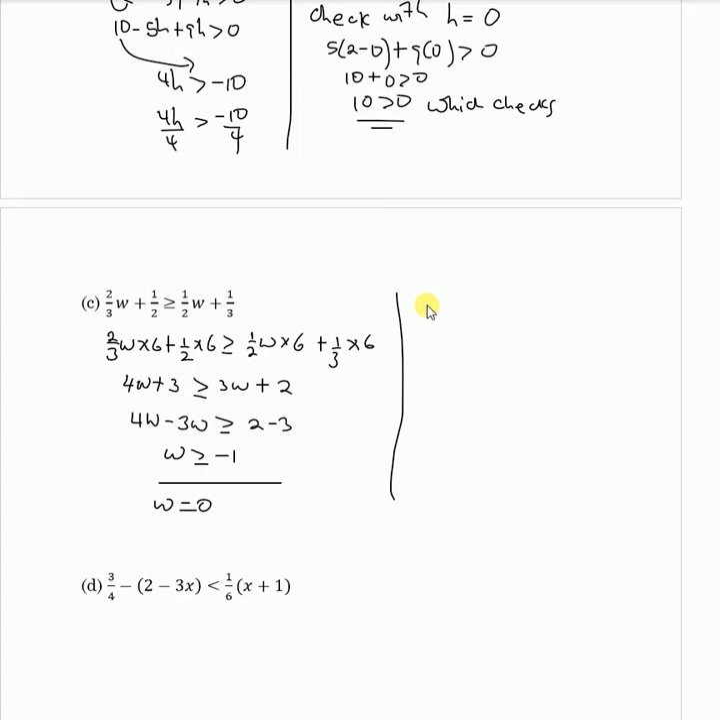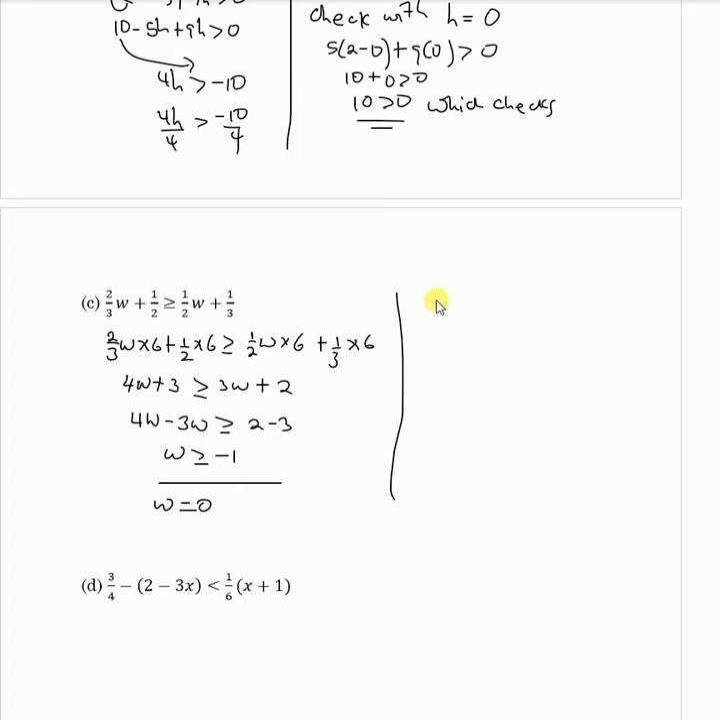If you think 100 is okay for you, you use w equal to 100 and substitute there 2 over 3 times 100 plus a half greater than or equal to 1 over 2 times 100 plus a third, and see whether the inequality checks.